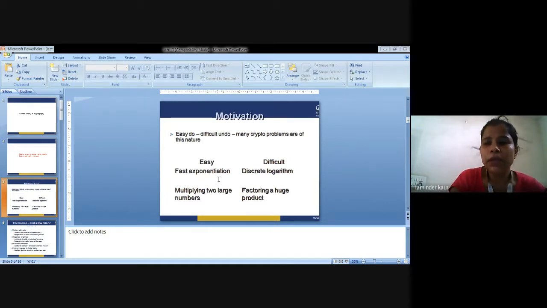Now I am giving you the example of the discrete logarithm. Just have a look. Discrete logarithm. So what will be the discrete logarithm?